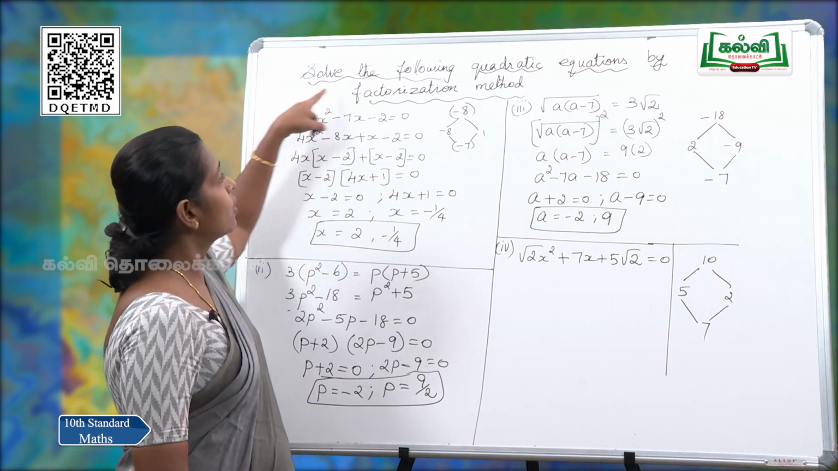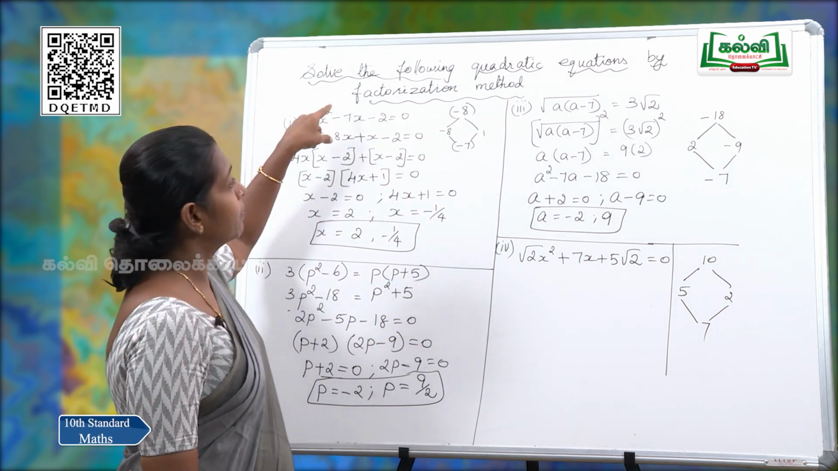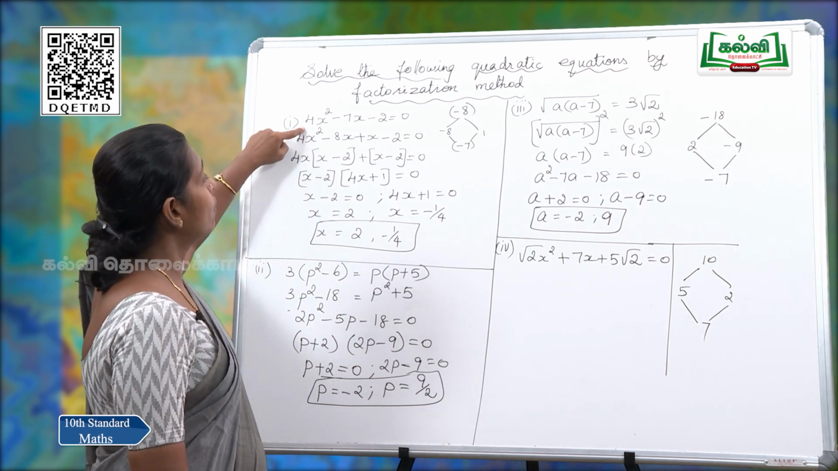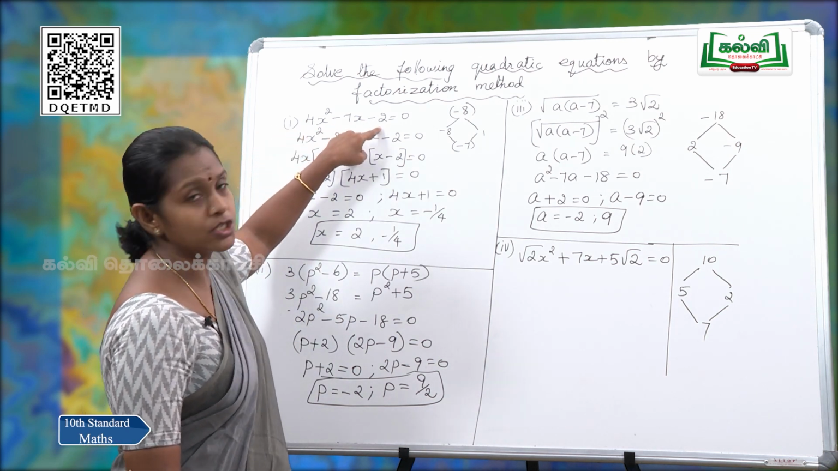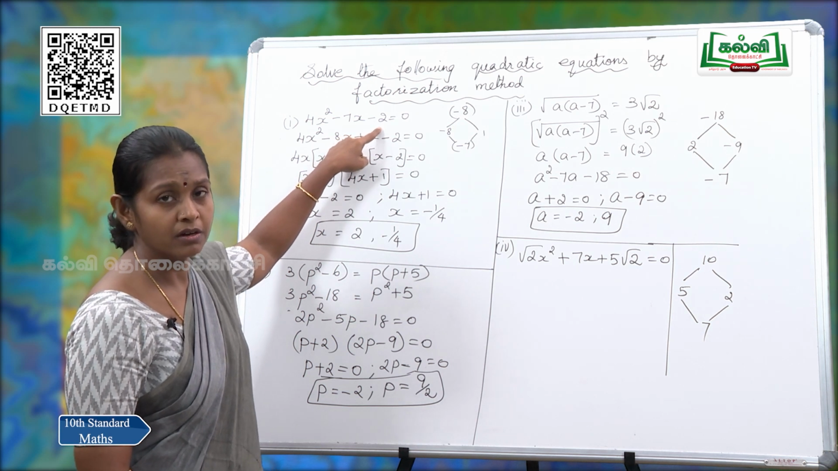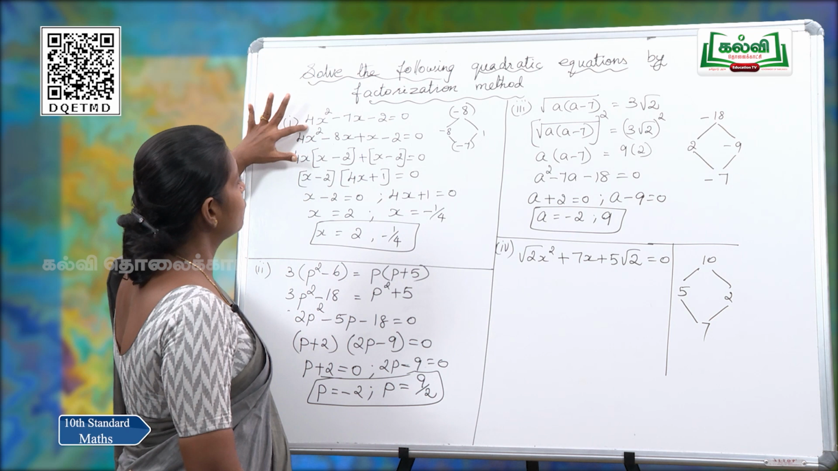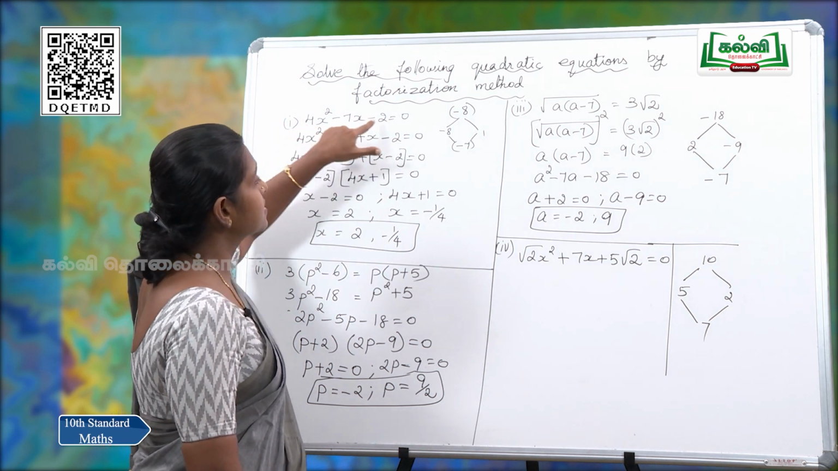Now listen, solve the following quadratic equations by the factorization method. The first question: 4x squared minus 7x minus 2. Have you all written? Right. You know how to factorize this. What do you have to do? 4x squared minus 7x minus 2.